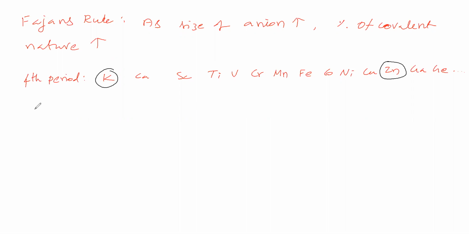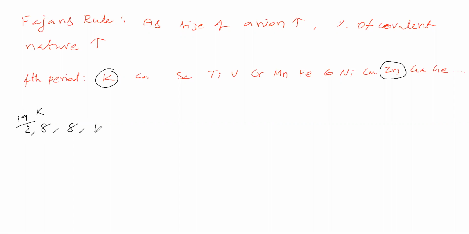Potassium electronic configuration we will write: 1s2, 2s2, 2p6, 3s2, 3p6, 4s1. So it is 10 plus 9, 19 electrons. 19 is the atomic number of potassium.